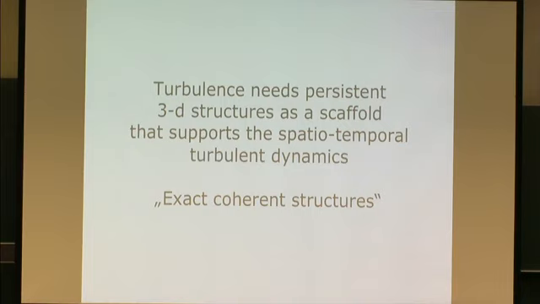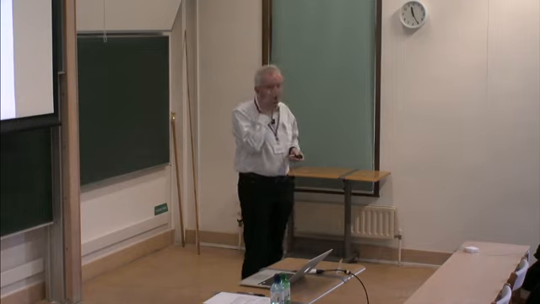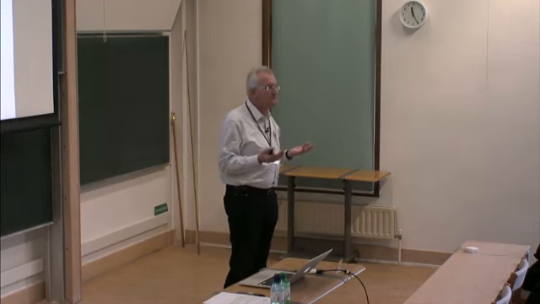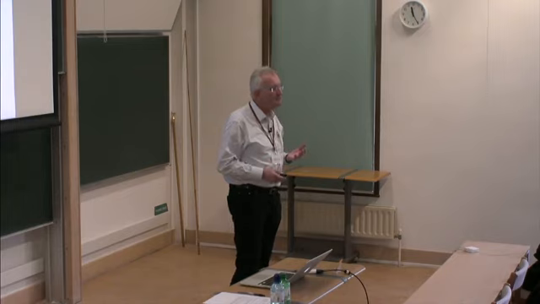And the credo is that in order to have some kind of persistent turbulence, you need something that this turbulence can hang on to. So you need structures in the state space of the system that can act as a scaffold that can then support the spatio-temporal dynamics in the system. And the simplest structures that you can look for are fixed points, of which there are very few.